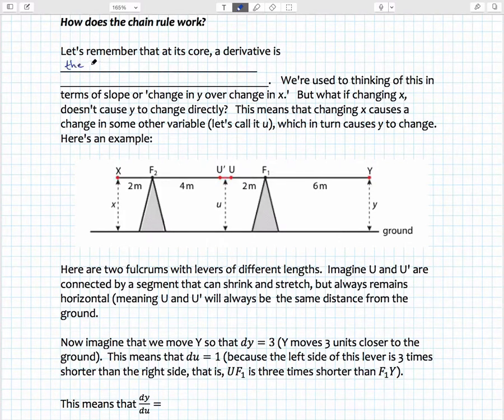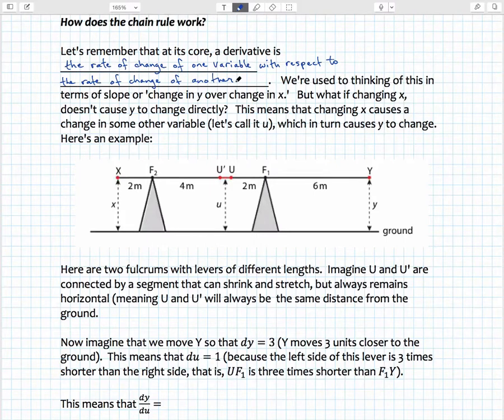But I want to define it this way: a derivative at its core is the rate of change of one variable with respect to the rate of change of another. So if we think in terms of slope or gradient, we would say that it's change in y over change in x. It's the change of one variable with respect to the change of another.